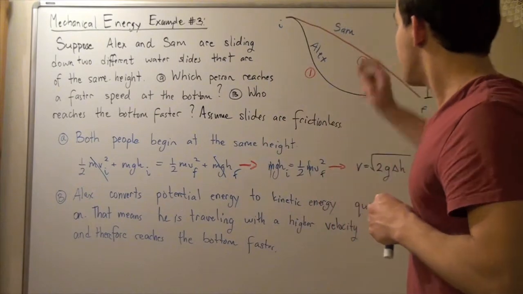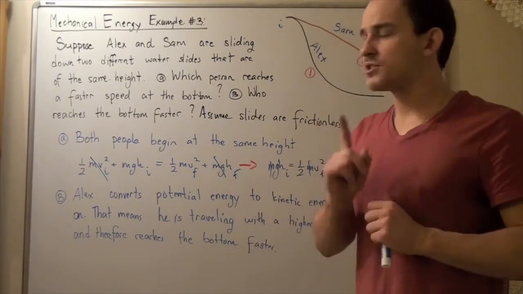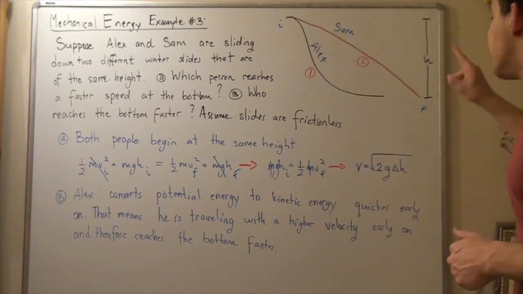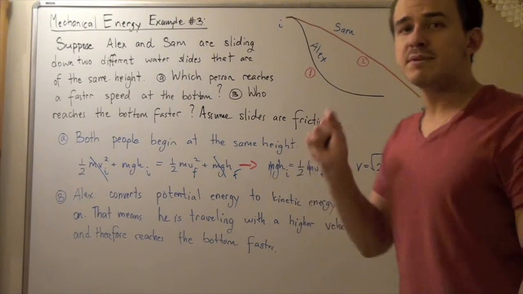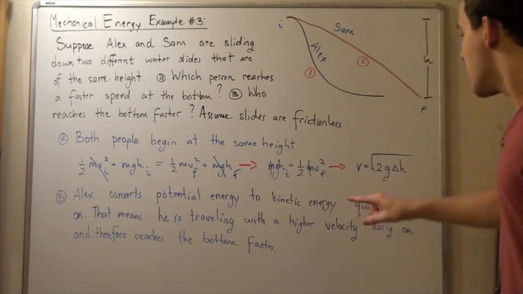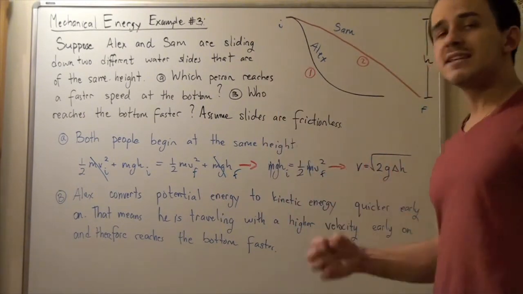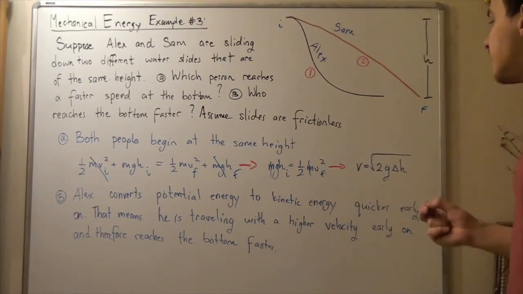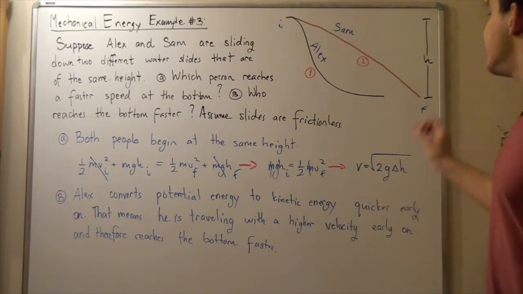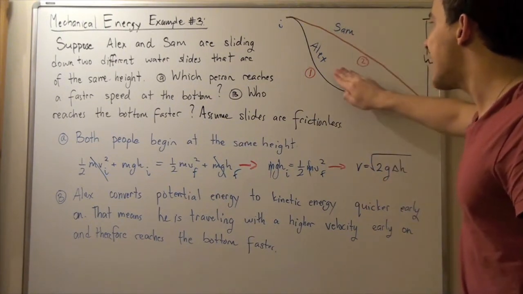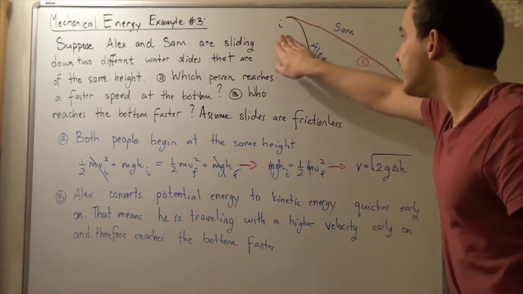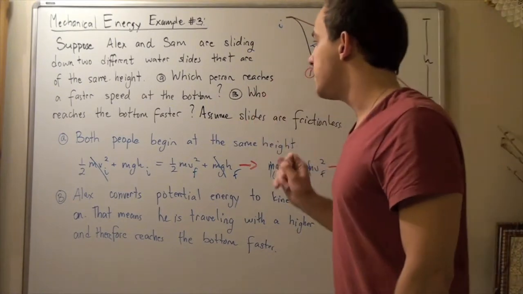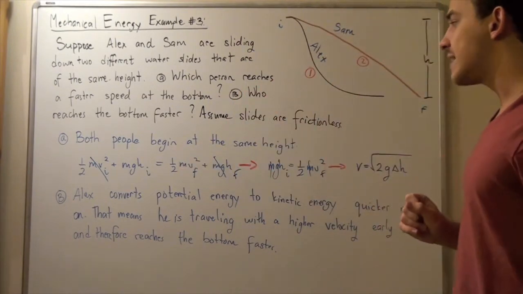In other words, if the mass of Alex was 100 kilograms and the mass of Sam was 200 kilograms, that means the bottom velocity would be exactly the same for both people because the formula tells us that the velocity is independent of mass. The velocity is given by this formula that depends on g and h. And since g and h are the same for both Sam and Alex, they begin and end with the same exact velocity. But let's look at part B. Who reaches the bottom faster?